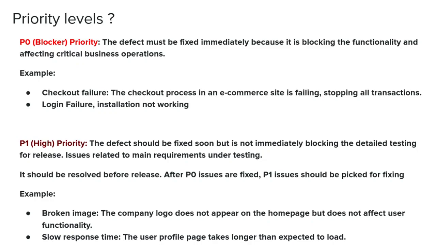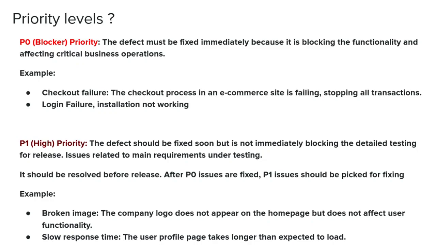Or let's say you have received a test build and that test build contains some installable file and the installation is not happening. If that application is not getting installed in your system, you are not able to test anything. That is a P0 blocker priority issue. So P0 issues are those issues which should be fixed by the developer immediately. They are blocking the testing. They should be fixed immediately.